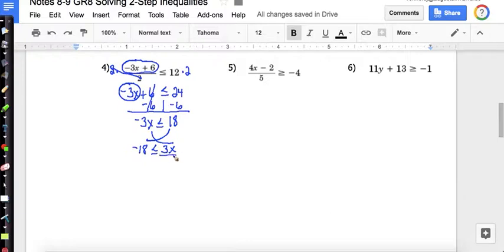The opposite of multiplication is division. So the 3's are going to cancel. Negative 18 divided by 3 is negative 6 is less than or equal to x. Or read it backwards, x is greater than or equal to negative 6.